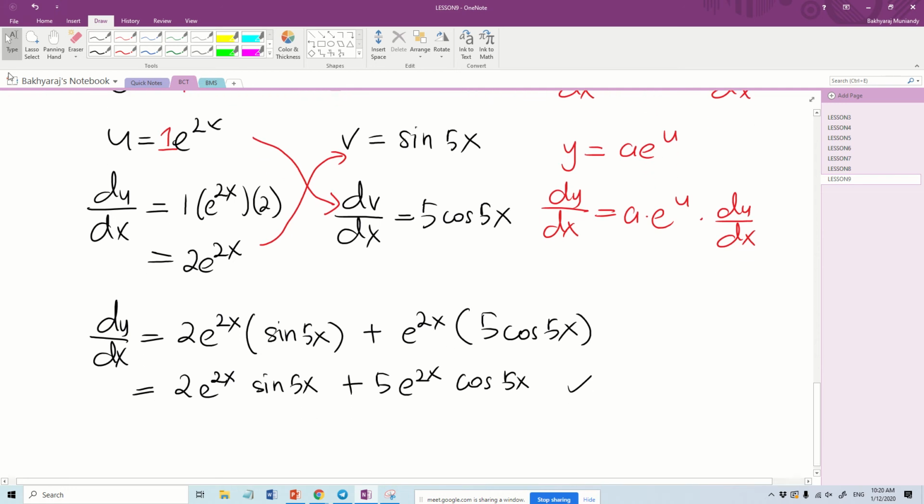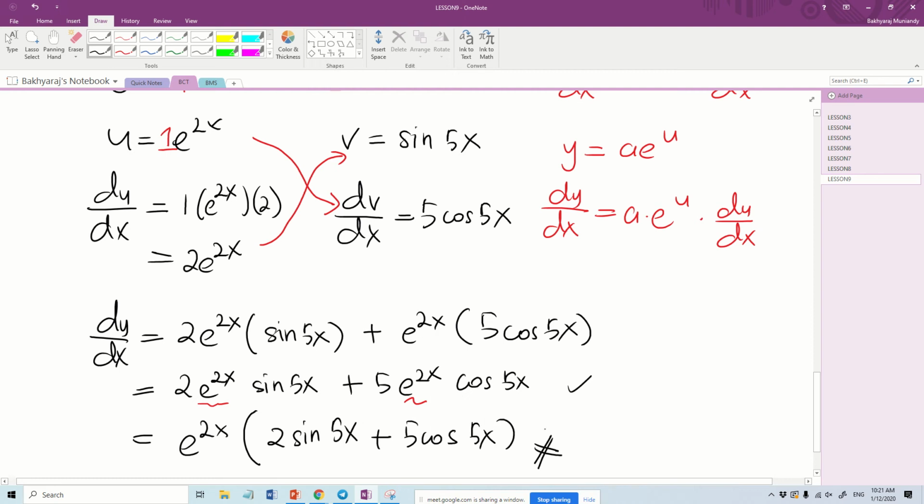Exponent. Yeah, correct. You can take out the exponent. Very good. So you boleh keluar exponent 2x and put in bracket lah. You can take it out because both sides got exponent. Here got exponent, here also got exponent. So here you get 2 sine 5x, correct, plus 5 cos 5x. Okay, so this is my answer.